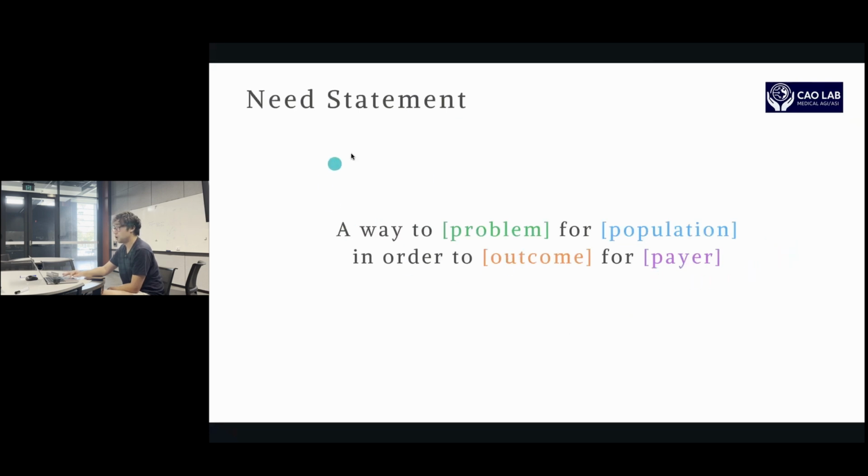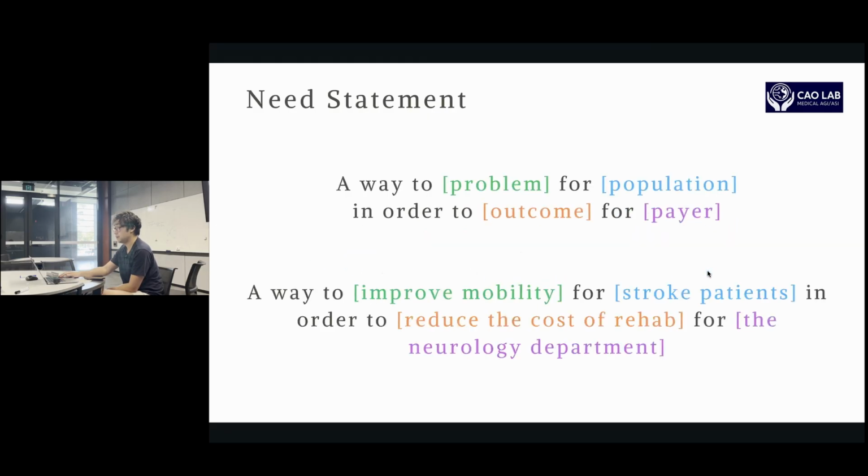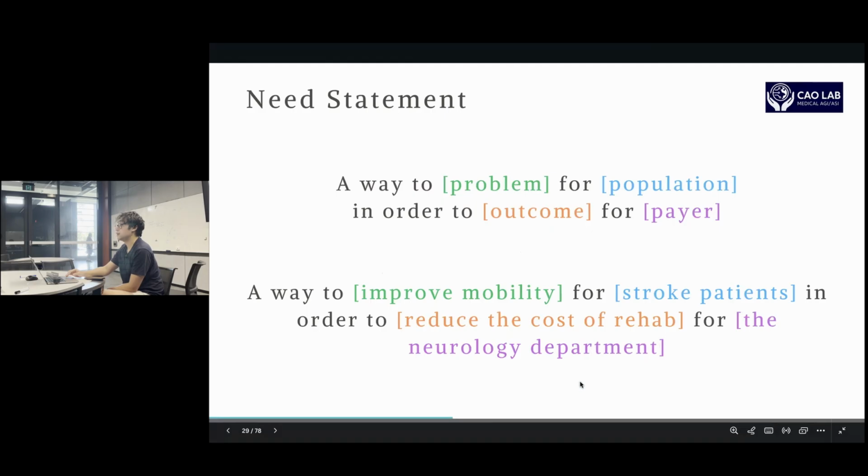Okay. So we'll usually put these four components into what we call a need statement. It's basically just a sentence, right? So it's a nice way to represent it. A way to describe the problem, for this population, in order to do this outcome, for a payer. Okay. And an example that we have here is: a way to improve mobility for stroke patients in order to reduce the cost of rehab for the neurology department. Okay. So see how here I've identified a problem for the doctor. The doctors want patients to improve their mobility. This is for stroke patients.